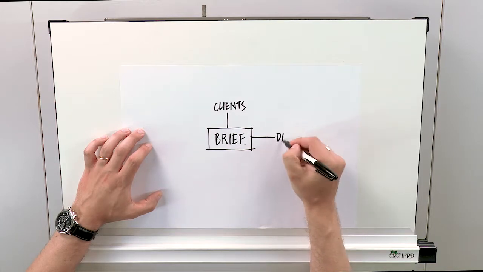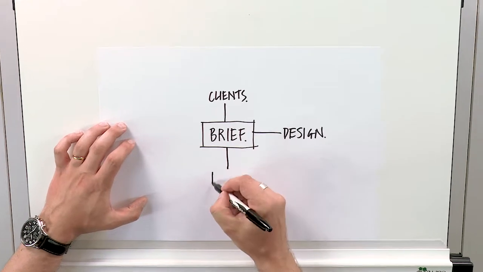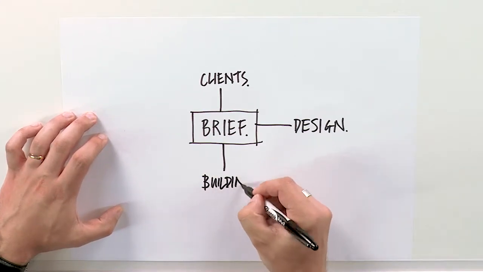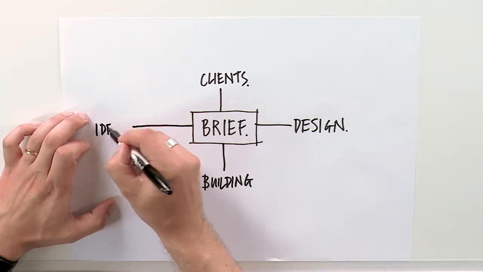This is an example of what I would normally do. So I would take the brief, I'd look at the client's viewpoints, the design viewpoints, the building's viewpoints, and all the ideas that the clients wish to include. And we'll extrapolate whatever we need to try and build a brief.